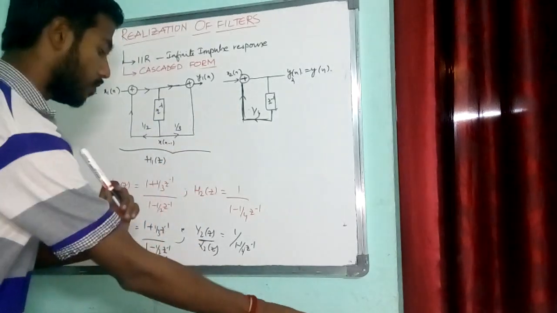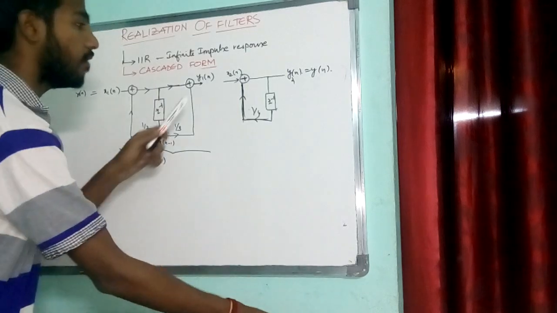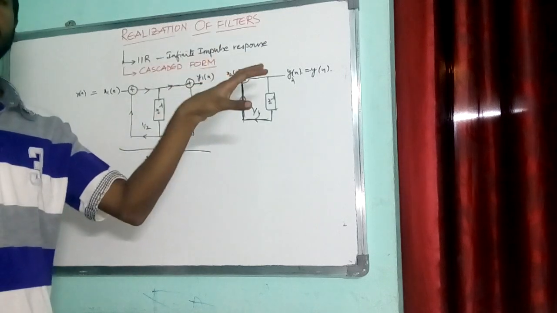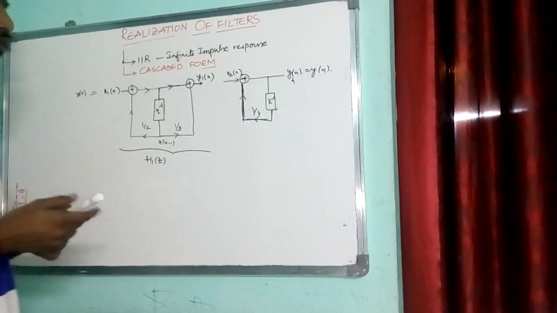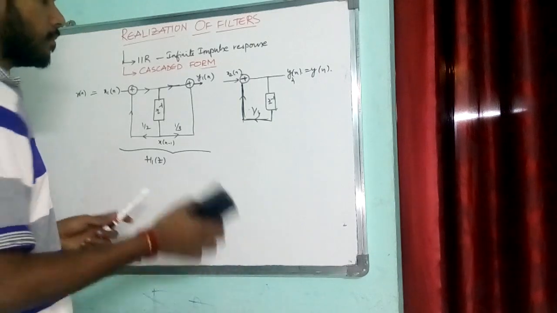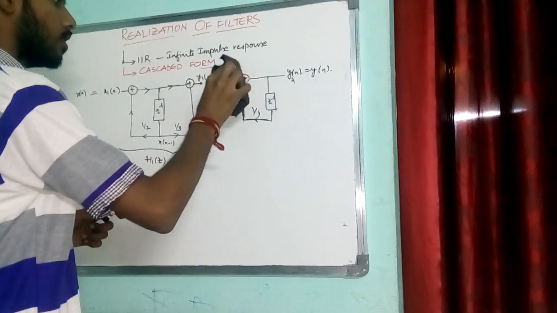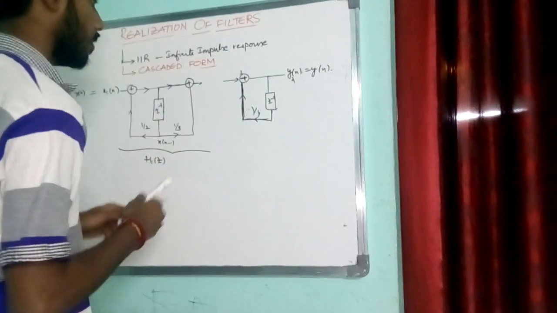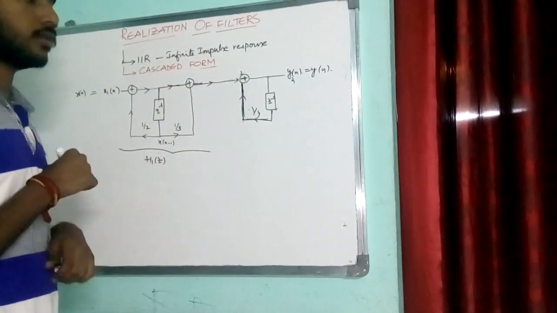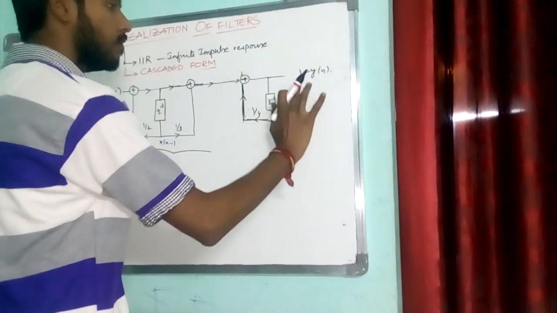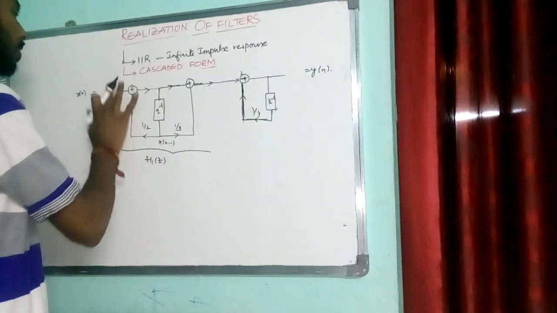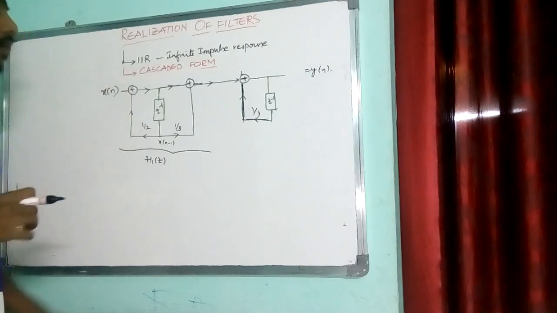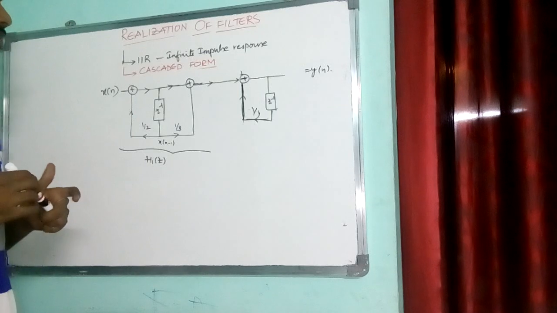Okay. Now, whenever I am connecting in series, my y1 of n becomes my x2 of n, for the output of first block becomes the input to the second block, right? So just what you do is cascade them. That means remove x2 of n, remove y2 of n, and directly add them both, giving rise to y2 of n, which is equal to y of n. Giving rise, the input should be x of n. Now this is how we realize the cascade form.